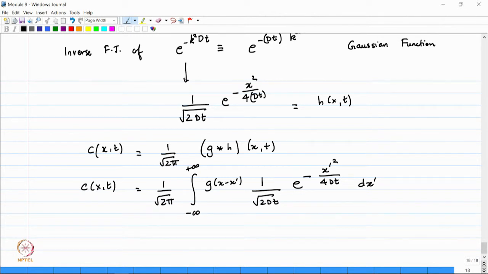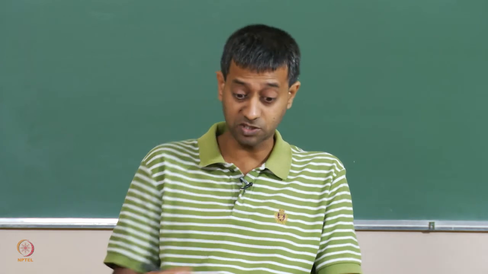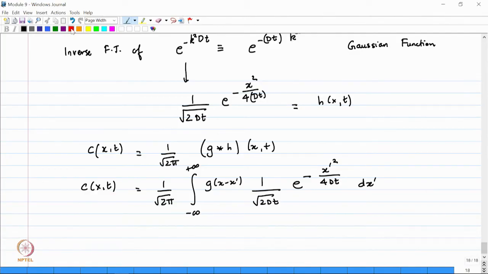So, I mean this is an integral. If you know this function g, you can perform this integral, and what we have shown is how you can solve this partial differential equation using the method of Fourier transforms. Okay. And we solved it for an arbitrary g. Okay. So, this is the solution for arbitrary g.